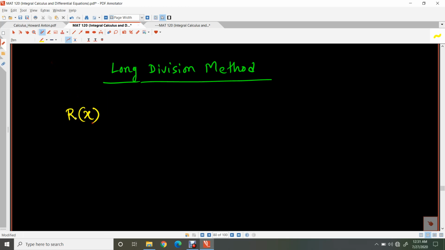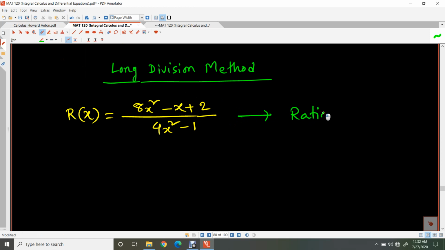So let's discuss the long division method. What is a long division method? We may have an improper rational, let's say it is 8x squared minus x plus 2 over 4x squared minus 1. I have given a rational function. This is obviously a rational function since it has a polynomial in the numerator and another polynomial in the denominator, and we are taking the ratio of these two.